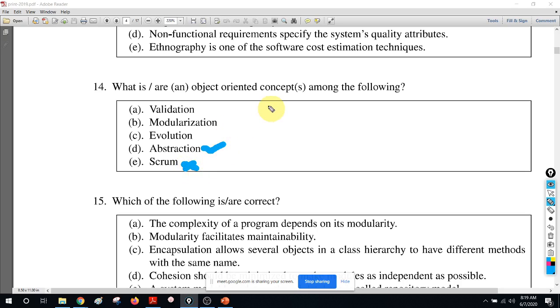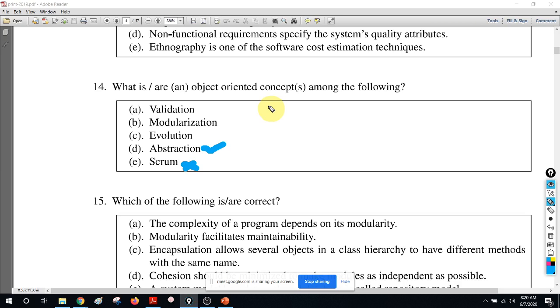Because the main concepts are abstraction, encapsulation, inheritance, polymorphism, right? Modularization is more from structured programming. Of course, we have a little bit of modularization when it comes to packages, etc. It's a debatable answer if it is there. I will go for D only.